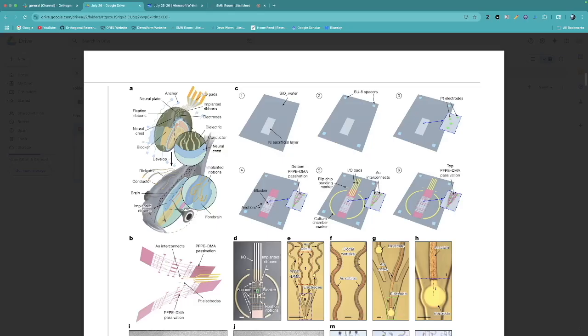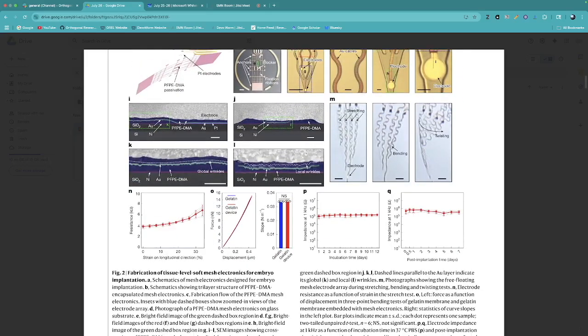This shows the neural crest and then the situation of these electrodes relative to the neural crest. Here are the implanted ribbons, and just showing this cross section. This is the fabrication of these ribbons. So you start with a silicon oxide wafer. You have the sacrificial layer. You have the spacers. You put these electrodes in. So they're building up how they're fabricating this thing, showing the different components. This just shows a cross section of the different components.